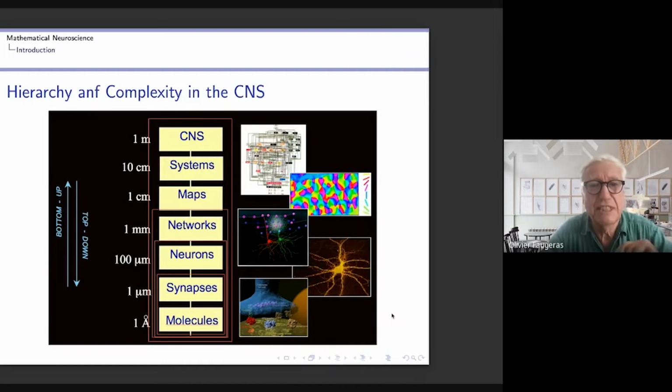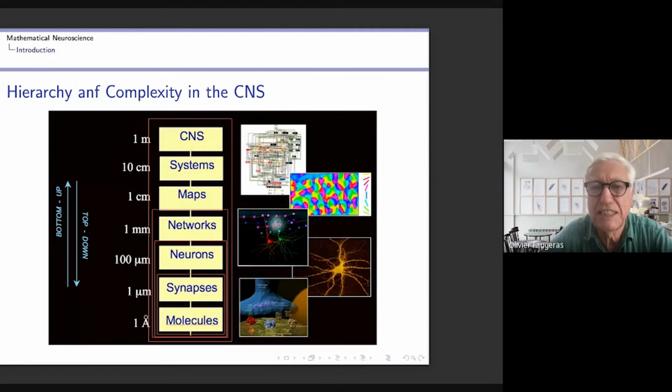Probably most of you have seen these pictures of the hierarchy and complexity in the central nervous system. So it starts from the coarsest scale, the whole central nervous system with a spatial scale of 1 meter. And then we go to systems like here. This is an artist's view of the visual system in man and monkeys. And you see it's very complicated, different cortical areas are connected. It's a very complicated graph.